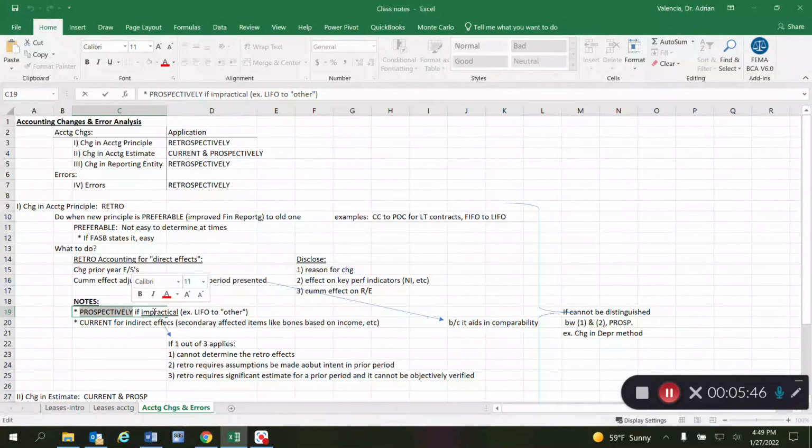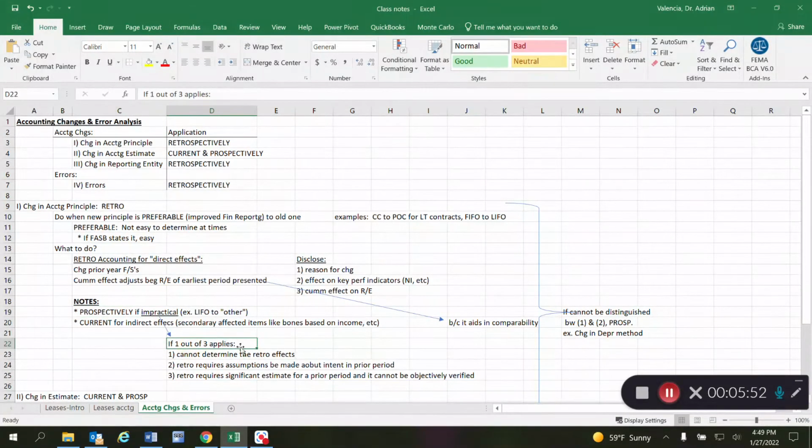Okay, and you may ask yourself, what does impractical mean? Well, if one of these three scenarios applies, then we can deem it to be impractical to apply the changes retrospectively, and instead we would apply them prospectively. The first one is if you cannot determine the retrospective effects. Maybe it's very difficult to determine that. So if you cannot, then there's no option.